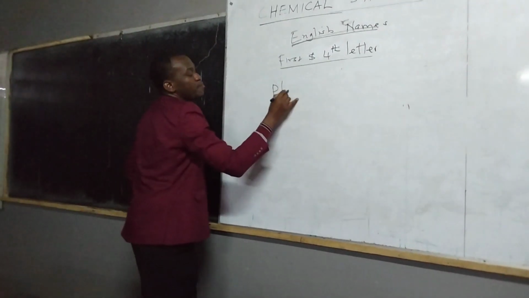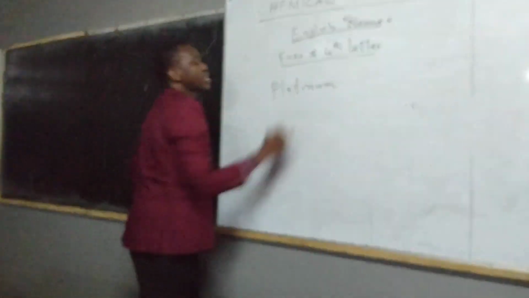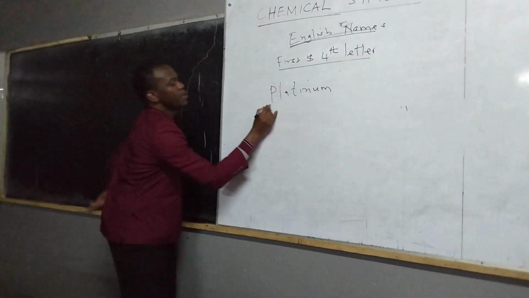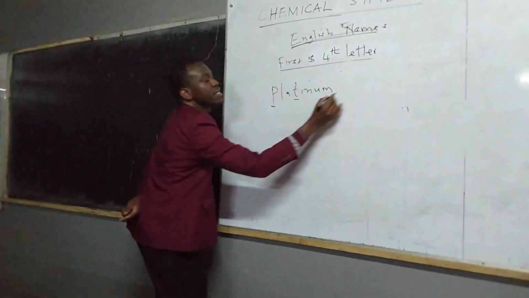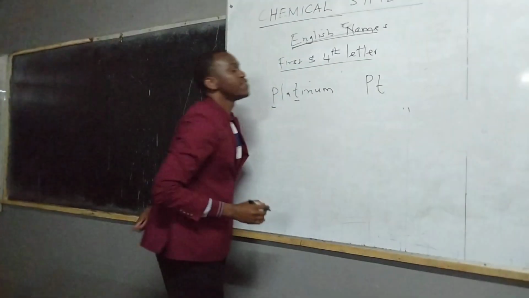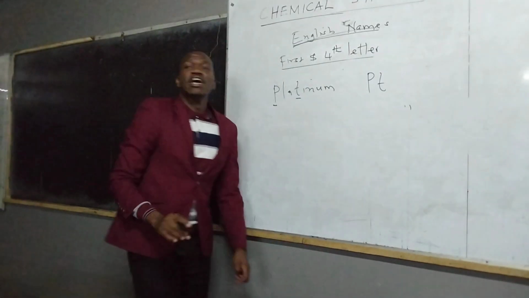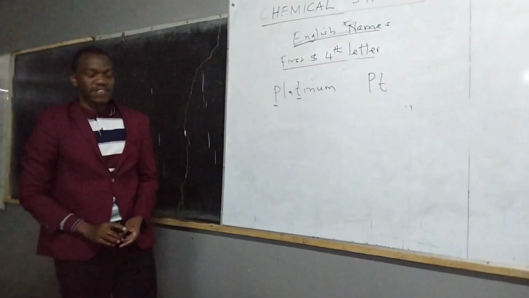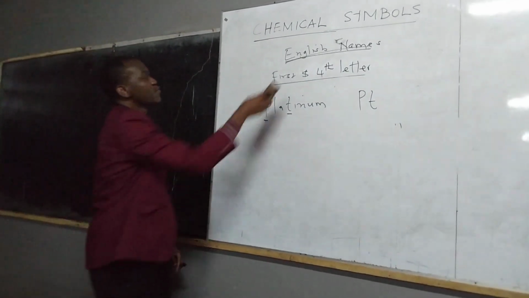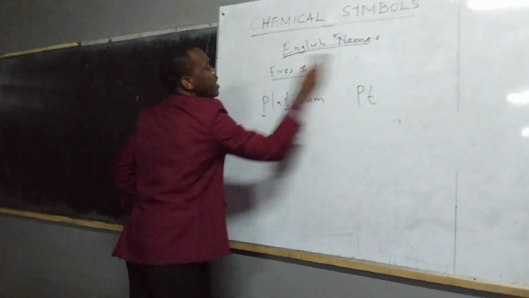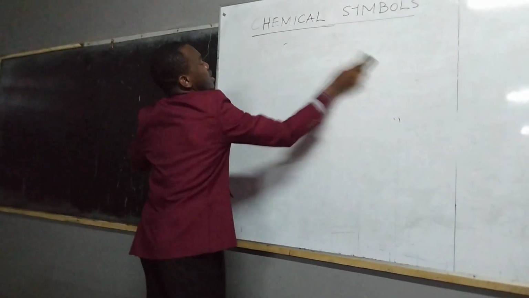Like what? Platinum. The chemical symbol for platinum is P and then 1, 2, 3, 4, so Pt. So Pt is the chemical symbol for platinum. Those are our English names. Now let's go to the Latin names.